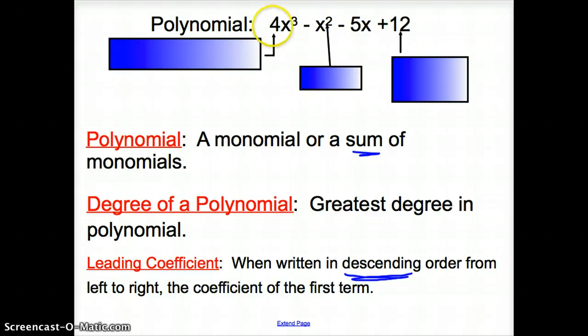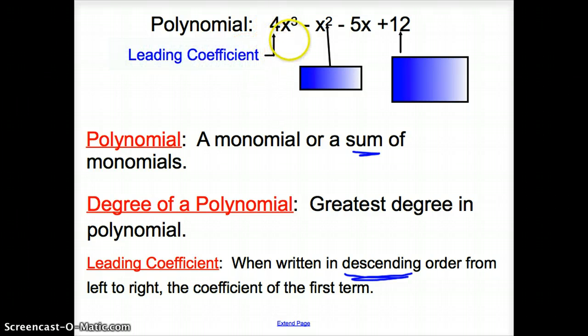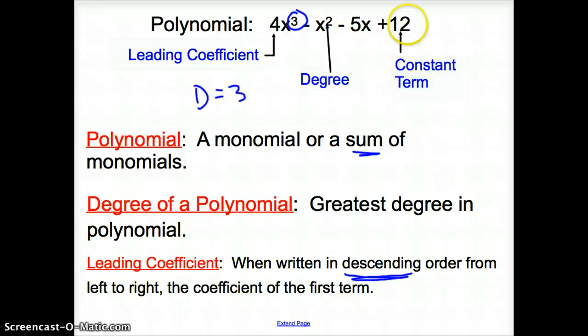Well, this polynomial is written in descending order of degrees because we have 3 exponents here, 2 here, 1 there, so it's in descending order. So now the leading coefficient would be this 4. Then here is the degree, right? This polynomial is degree 3 because it's the highest power in the whole polynomial. And then, just so you know, this is a constant term. This is known as a constant term when there is no variable attached to it.